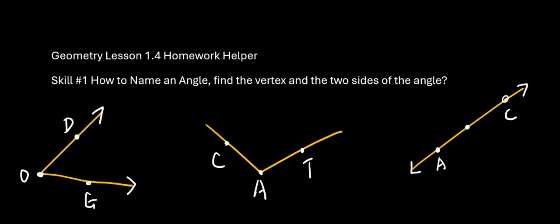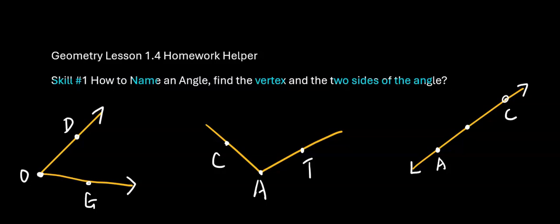This is lesson 1.4. If you do not use the same textbook, that's totally fine because the concepts and the foundations never change. They're exactly the same. Alright, this is skill 1. I would like to show you how to name an angle, and we're going to find the vertex of the angle and the two sides of the angle.